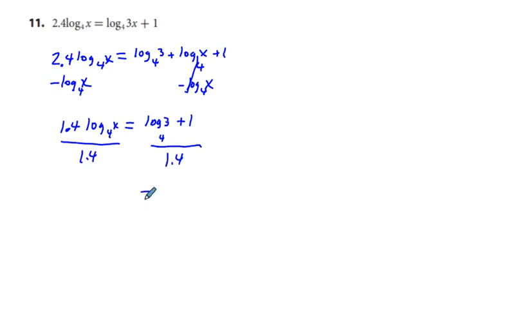And the next thing we're going to do is rewrite this using the change of base formula. So log base 4 of x is equal to log x over log of 4. And on the right side, I'm going to rewrite this log base 4 of 3 as log 3 over log 4, plus 1, over 1.4.